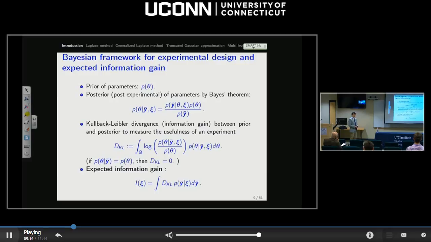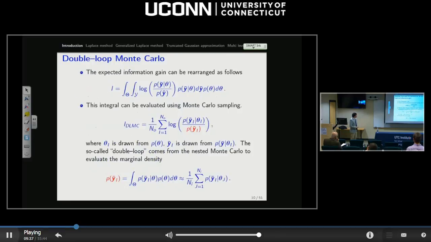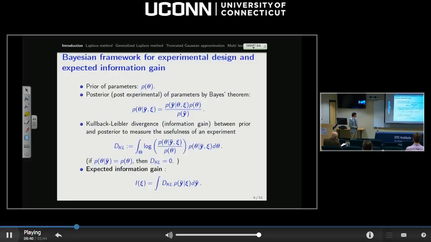When we do the design of experiment, we don't really have the data. So we need to compute the expected information gain, which is the marginalization of the Kullback-Leibler divergence over all possible values of Y. To compute this is very expensive, because you have to sample all the possible data, and for each data, you have to do an inverse problem and compute the posterior.